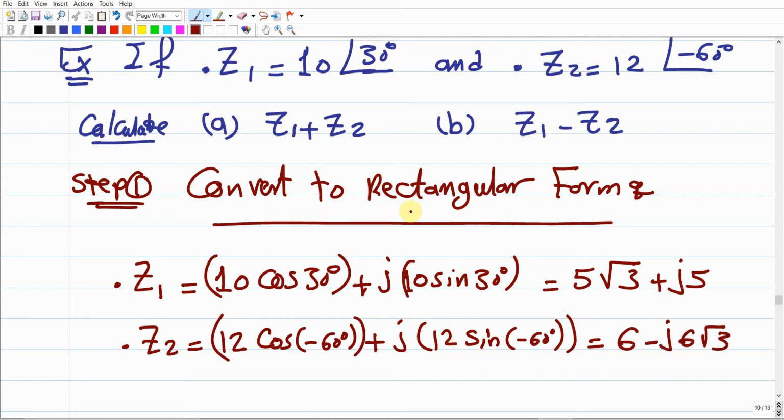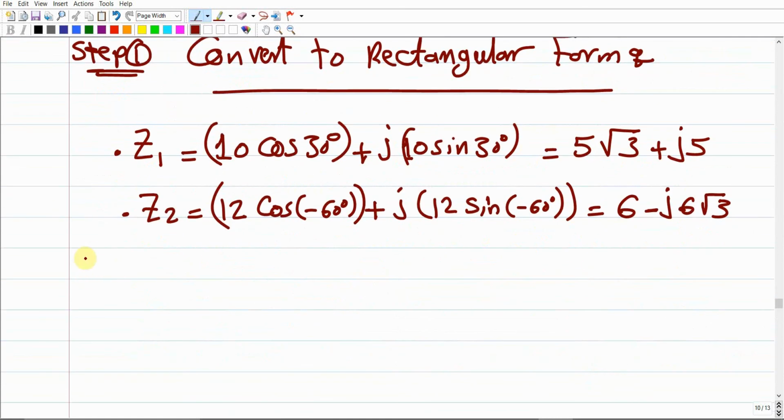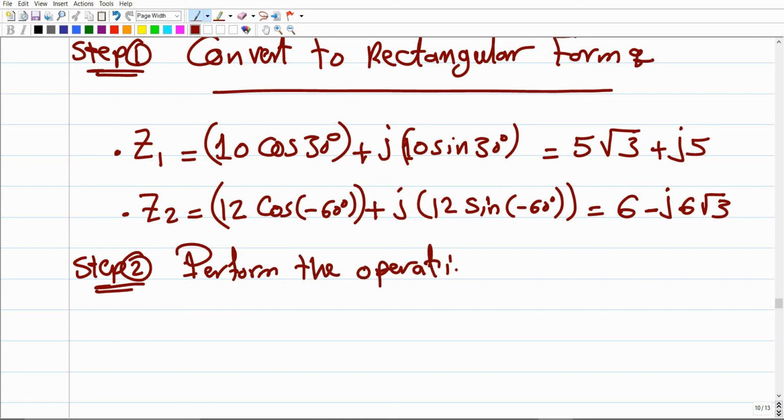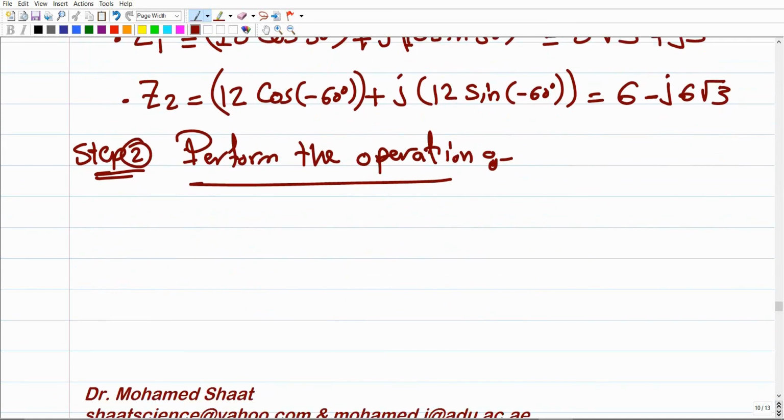Now we have to add them. To add them in the rectangular form, step 2 is just to perform the operation that is already required. It is required to add them and subtract them. So the first operation is Z1 plus Z2.